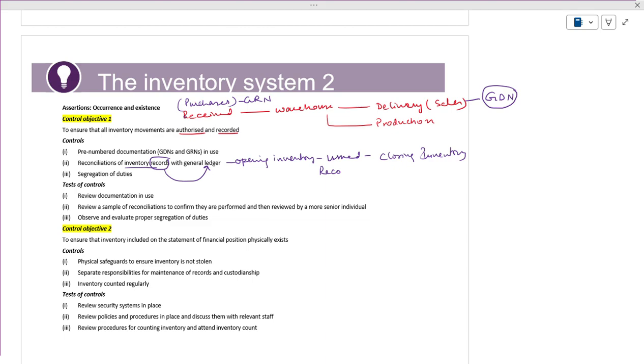Again, inventory controls: segregation of duties. Segregation of duties are very specific. Is it right? Now, what are those controls? Pre-numbered: review the documentation, whether GDNs and GRNs are there or not, pre-numbered. Reconciliation: review a sample of reconciliations. Is that performed and reviewed by a senior individual? Is that senior person there? Segregation of duties: you have to observe whether they have done segregation of duties or not.